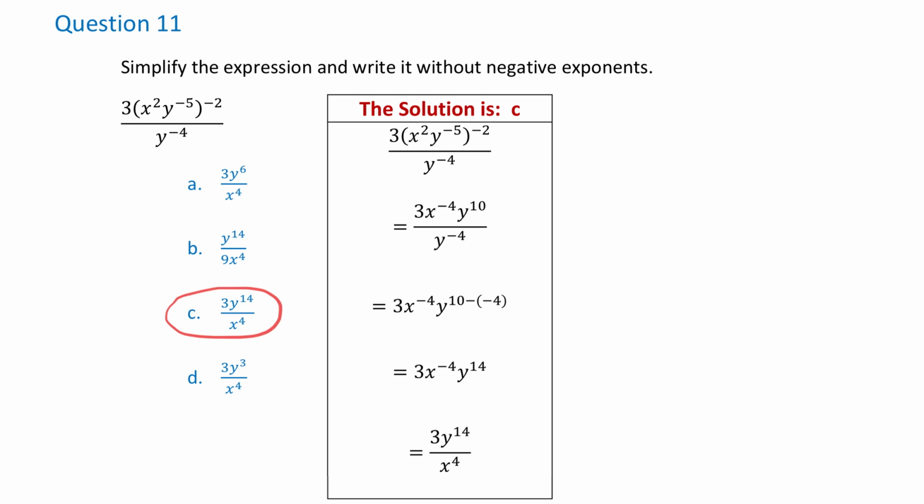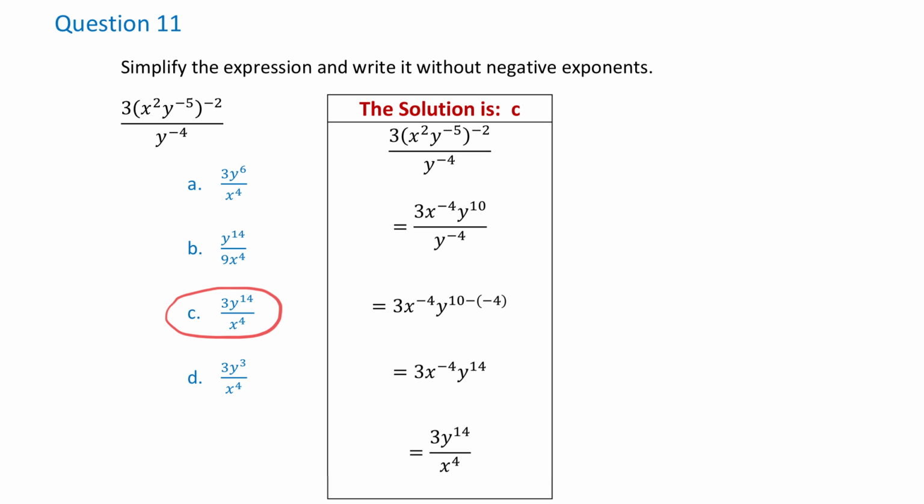And now we have the expression 3 times x to the negative 4th power times y to the 14th power. Then in the last step, because this x has a negative exponent, we will move it down to the denominator and the exponent will become positive. Then the final expression will be 3y to the 14th power over x to the 4th power.